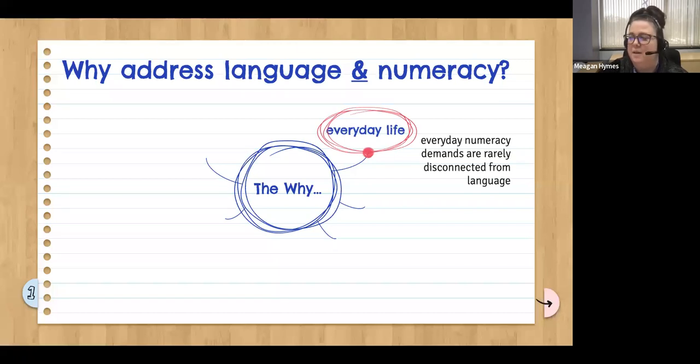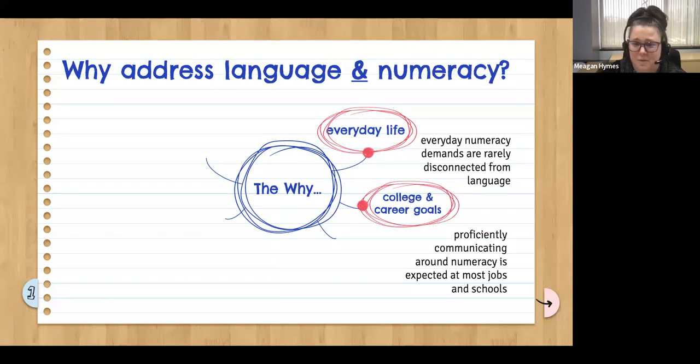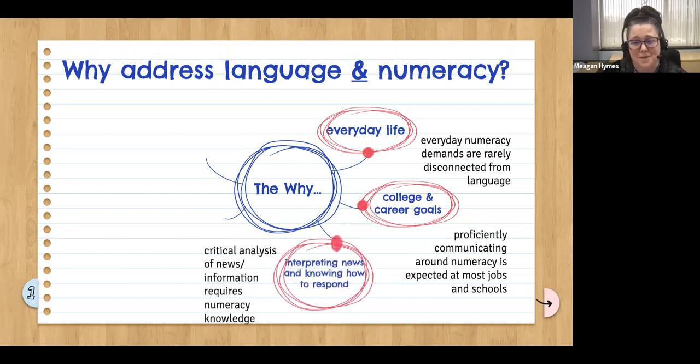In everyday life, numeracy shows up everywhere. All of us have probably heard students say, I suck at math, or I hate math, or I'm not good at it. Okay, well, let's work on that. But that's why it's important, because it's in everyday life. Anybody who has future college and career goals is going to need numeracy, and language is a big part of that. It's not just about being able to calculate something and come up with an answer, but really being able to engage with things that are coming up in college, and how that all is integrated.